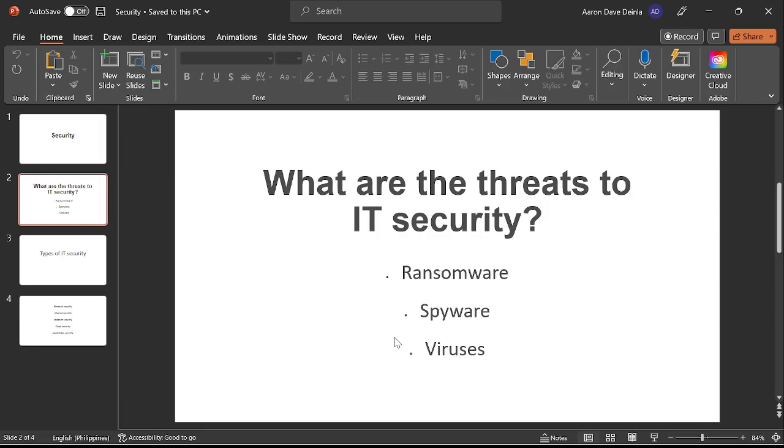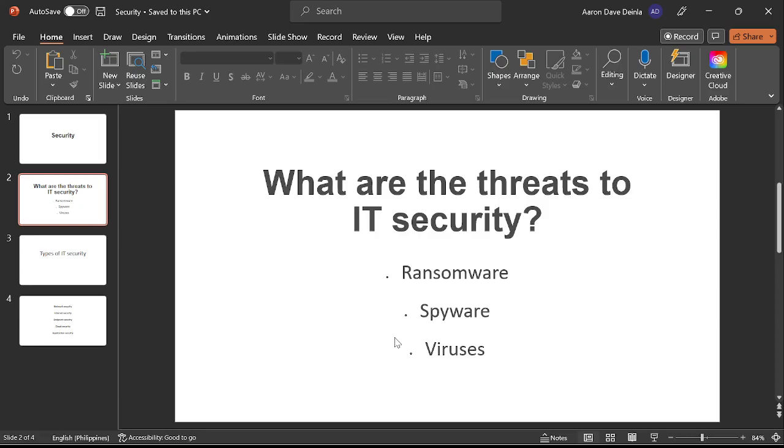And for spyware, it is a threat that tries to see things that are happening in your system. And for viruses, these are the ones that try to delete or do things maliciously inside your computer. It also tries to go from computer to computer. So yeah, beware of that.